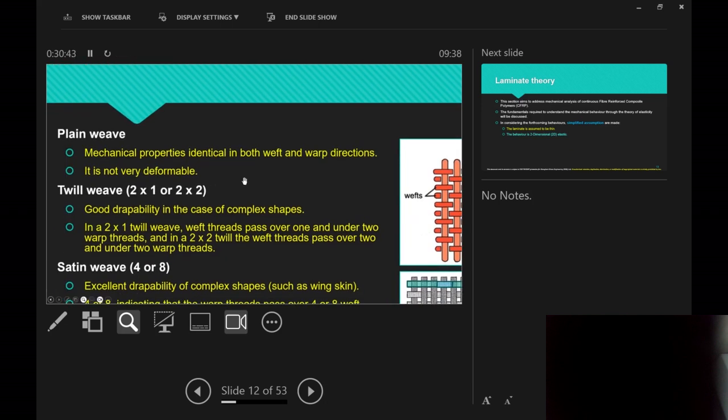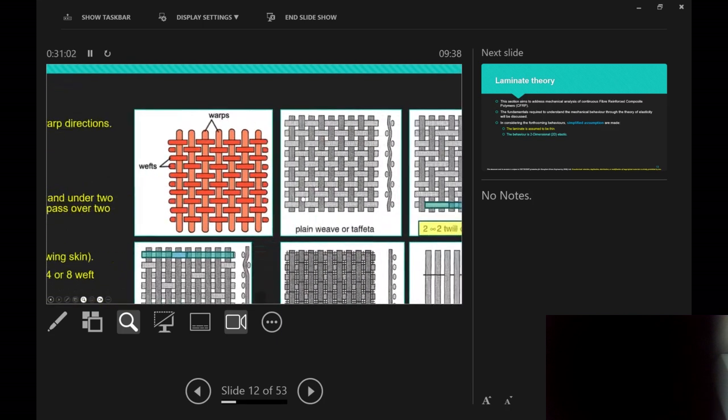Depending on the configuration of weft and warp, you could have different setups. The one is plain weave. The plain weave is a kind of configuration where the mechanical properties are identical in the weft and warp direction. So if you look at here, plain weave example.